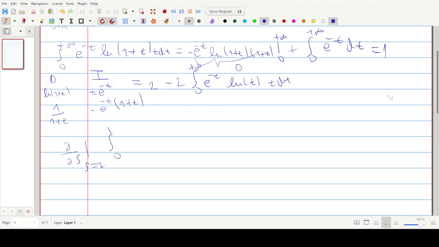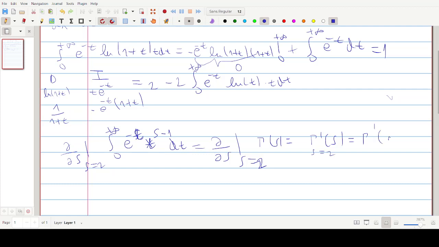of the following function, e^(-t) t^(s-1) dt. So this is actually the partial derivative with respect to s, evaluated at 2, of gamma of s. So this is gamma prime of s evaluated at 2. So what is the derivative of the gamma function?